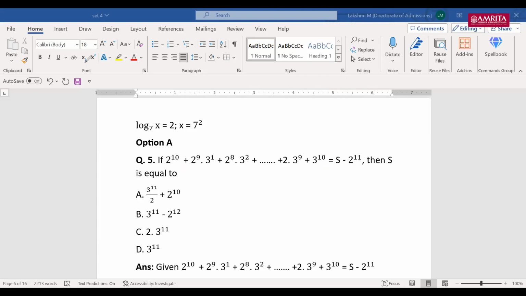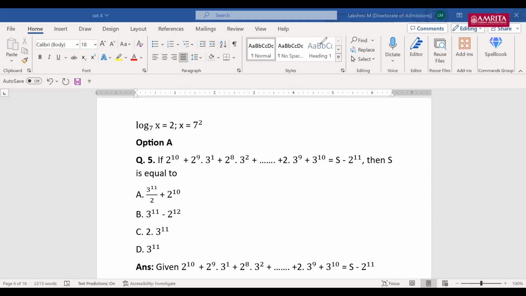Yes, Nikhil, and there is also another person. Okay. I got the answers as option A, option D. That's a little bit odd. Here it's 3 raised to 11. Here it's 3 raised to 11 by 2 plus 2 raised to 10. How? Okay, I think there are more votes for option D compared to option A.